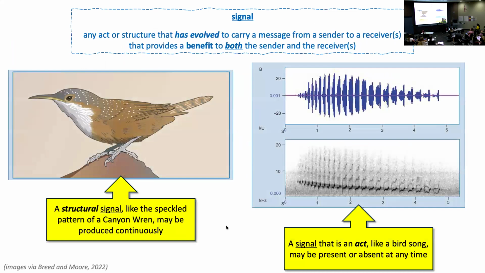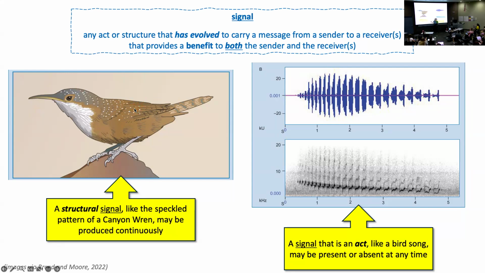let's get a couple of these things down, where I think it'll become a little more clear with some of these examples. So I talked about act or structure. This canyon wren here has this particular speckling on its back. We refer to that as a signal. It's always emitted. It is developmentally chosen.